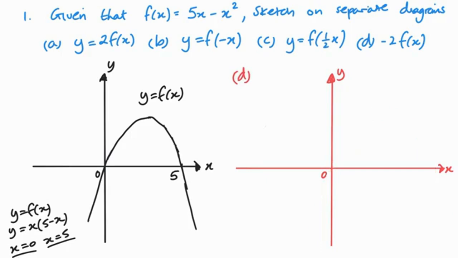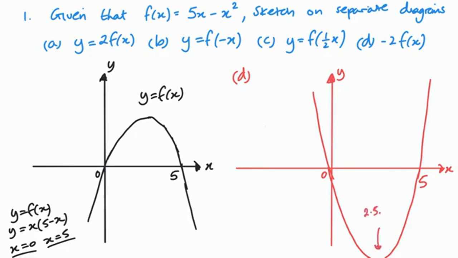And finally part D. This time we're multiplying outside by -2. So this affects my y values. So it's a stretch by 2, so twice the size of y values, but the negative also means it's a reflection in the x-axis, because what I'm doing is I'm multiplying my y values by -2. So the x values are going to stay the same. So we're still going to go through 0, and we're still going to go through 5. But my y values have been multiplied by -2. So this point down the bottom here is still going to be at 2.5, but it's at -12.5 on the y. So it is a reflection of part A, a reflection in the x-axis.